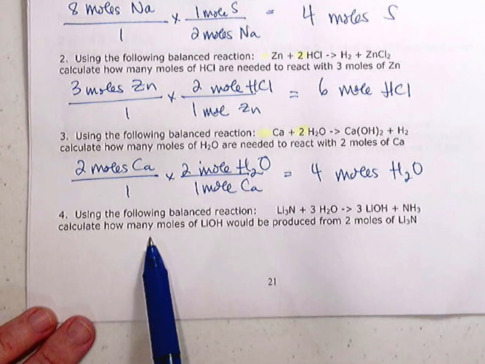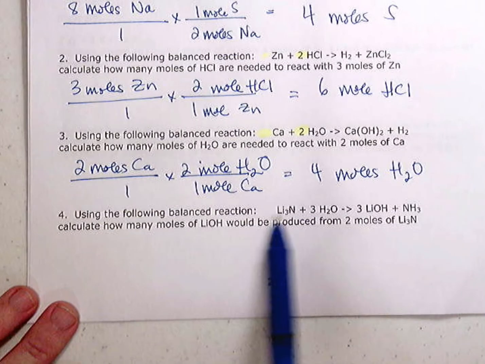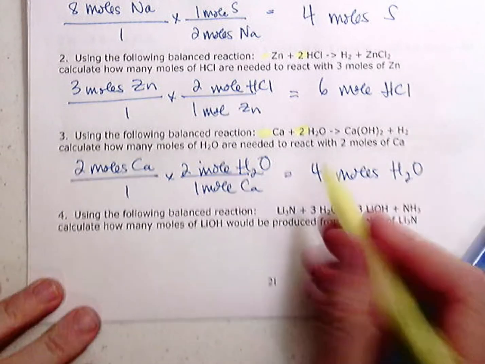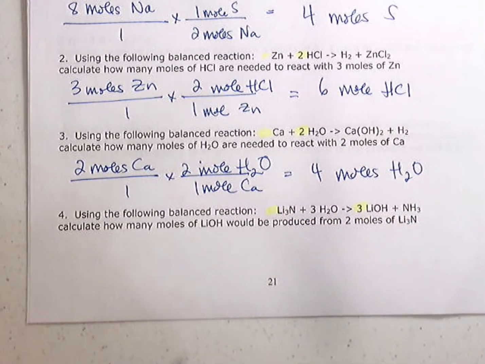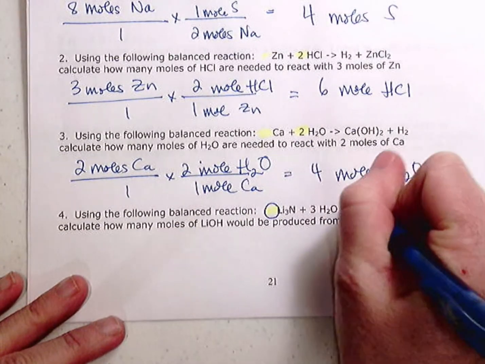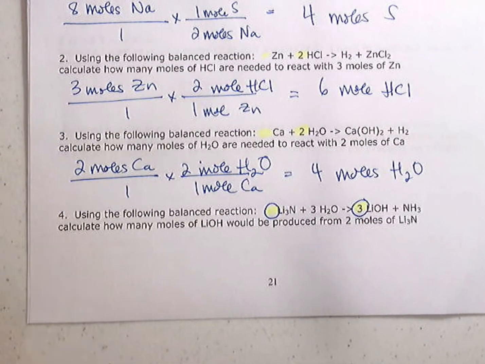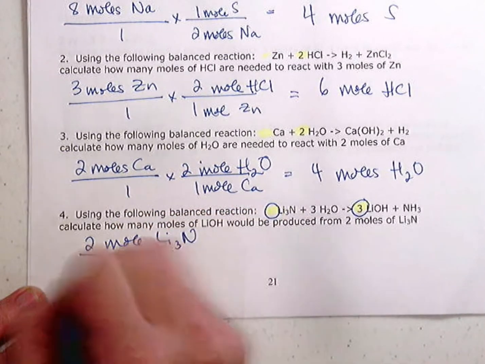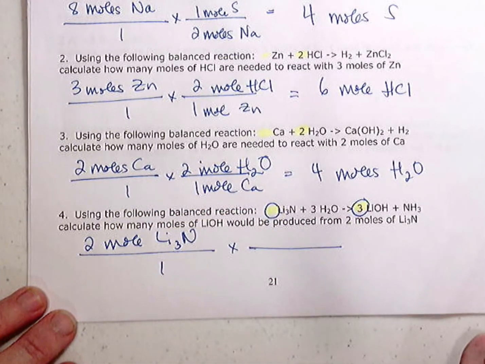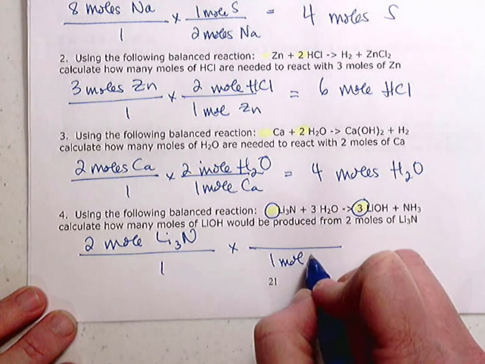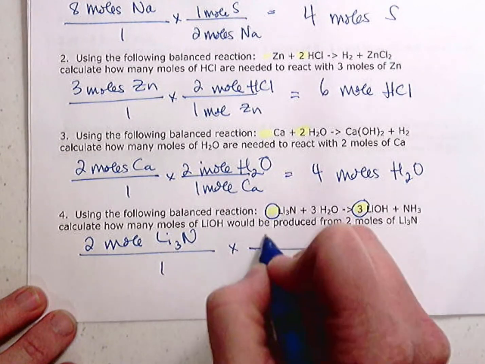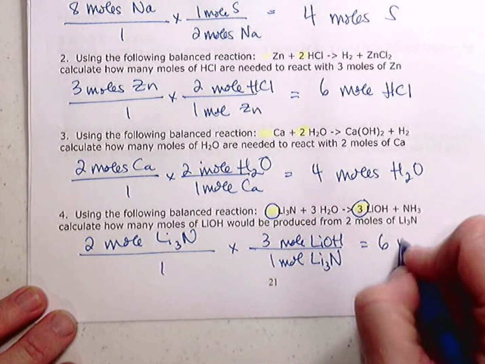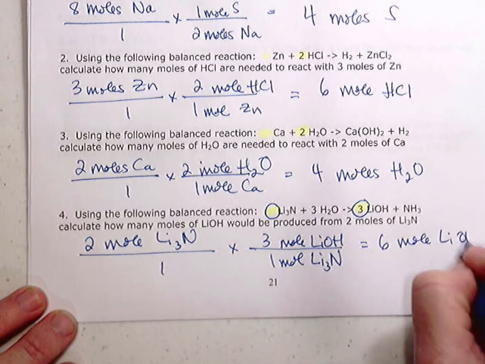Okay, so using the following balanced reaction, calculate how many moles of lithium hydroxide will be produced from 2 moles of lithium nitride. So we're looking at these coefficients here, and I will circle this. Okay. So 2 moles of lithium nitride over 1. And so 1 mole of lithium nitride produces 3 moles of lithium hydroxide. So you get 6 moles of lithium hydroxide.